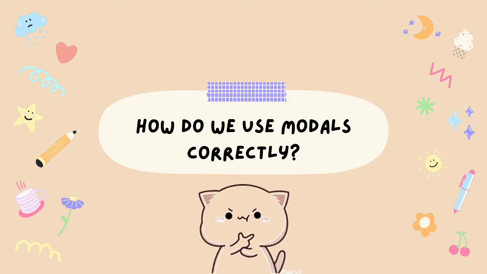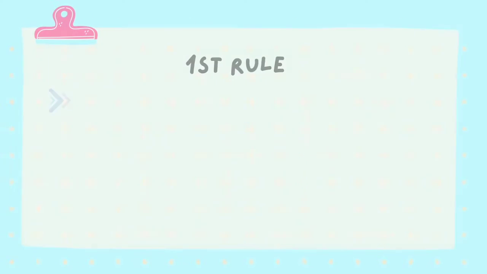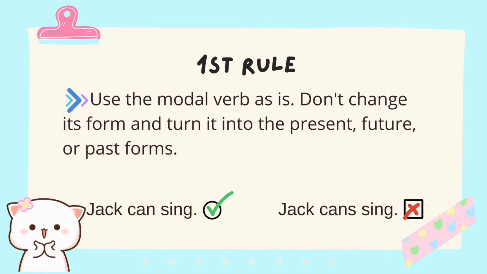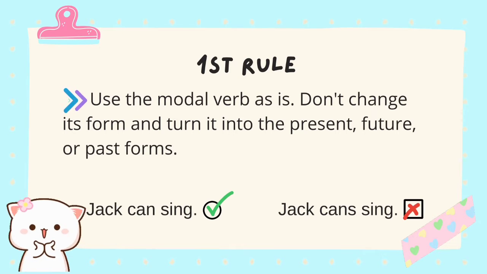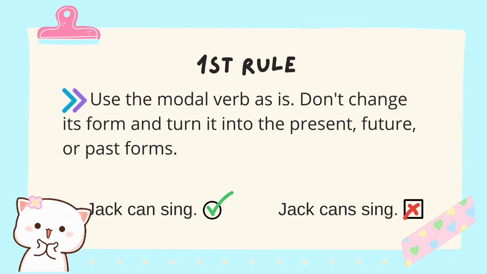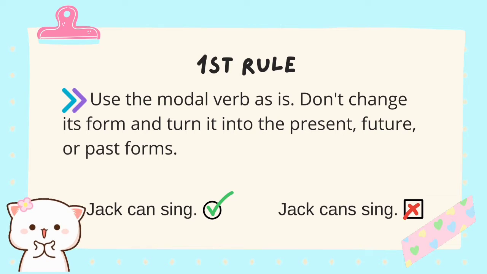So how do we use modals correctly? Here are some basic rules to follow. First rule, use the modal verb as is. Don't change its form and turn it into the present, future, or past forms. For example, the correct sentence is Jack can sing. We cannot say Jack cans sing.